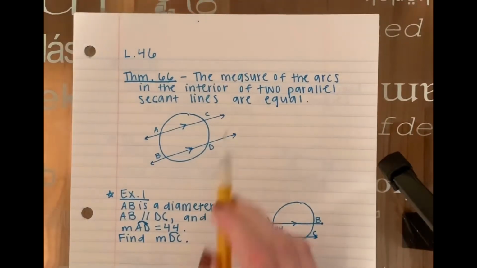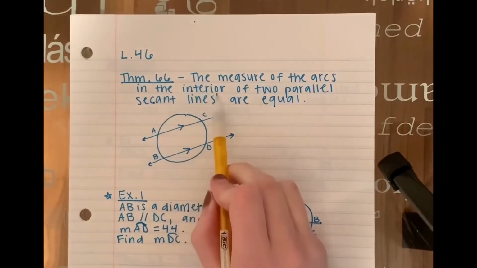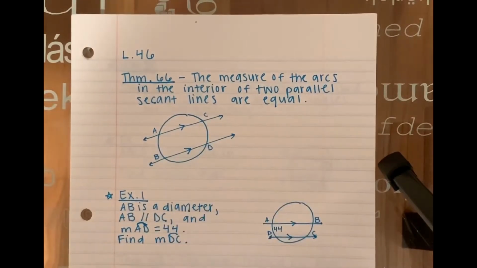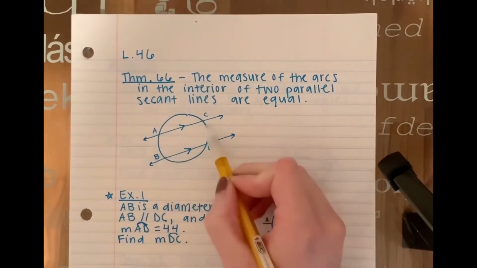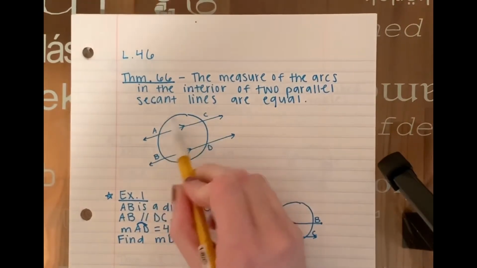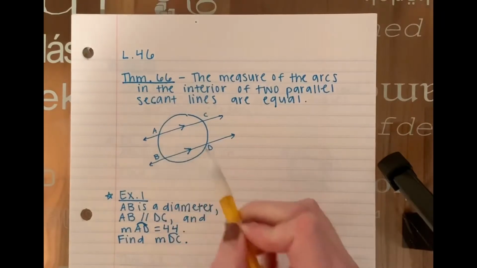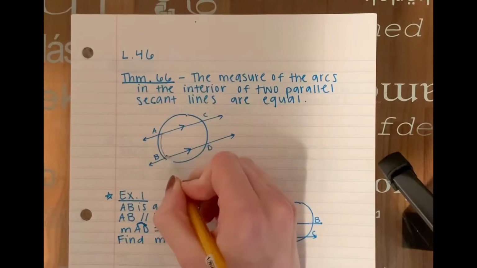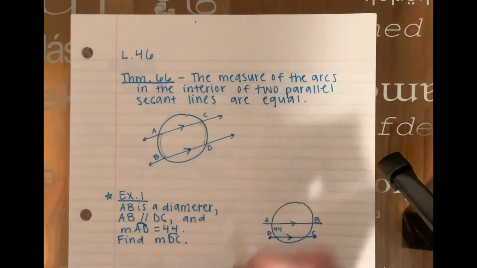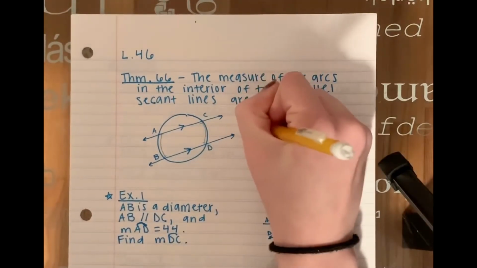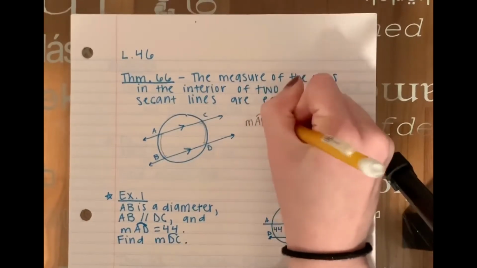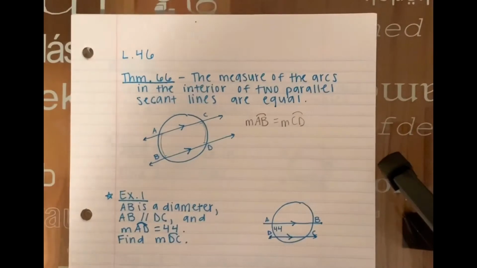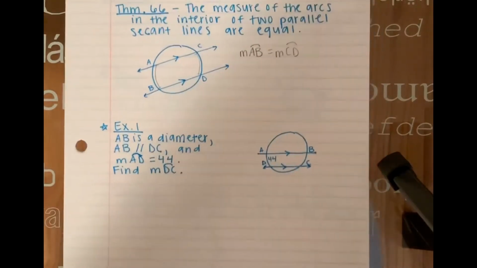Here's what it's talking about. It says the measure of the arcs in the interior of 2 parallel secant lines. So here we have 2 parallel secant lines. The interior would be in between them, so not on this outside area, on the inside area right here. And it says the measure of the arcs in the interior, so AB would be one arc and CD would be another one, are equal. So the measure of AB is equal to the measure of CD. That's Theorem 66. We can use that in this example.